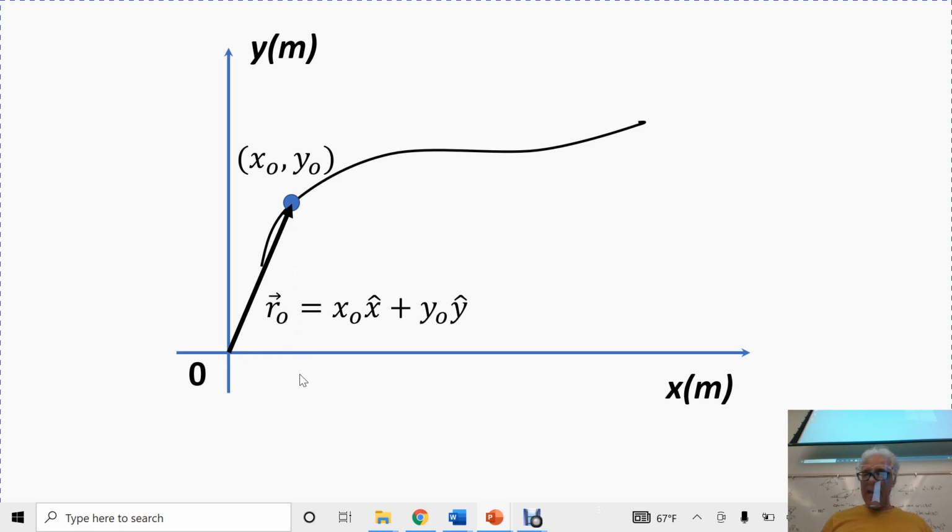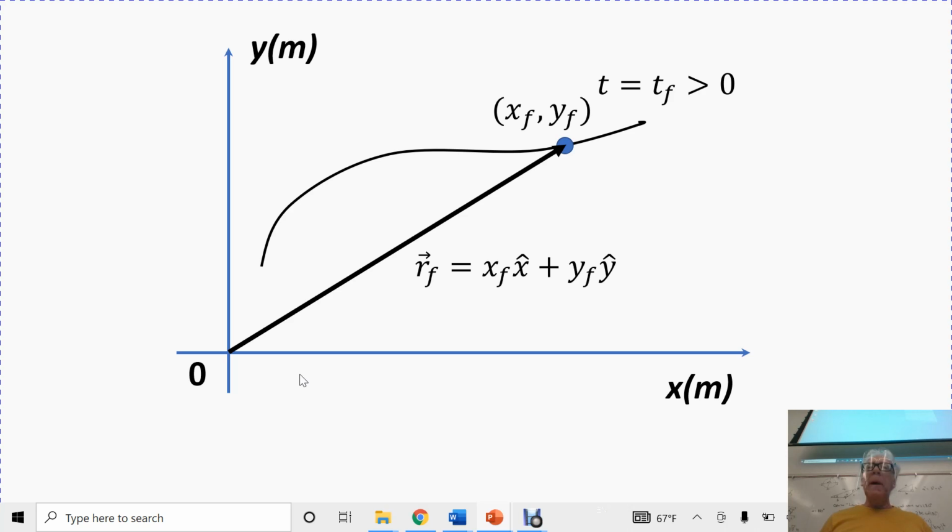Okay? And the particle is moving along this path. It has a final position denoted by this other vector. Okay, so the question is, what is a vector? What are the quantities that are vectors? Well, position is one possible vector. You're going to see that there are more. Here we go, vectors in physics.